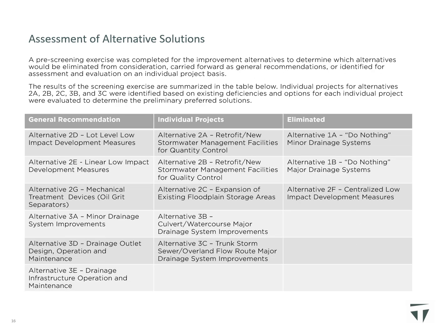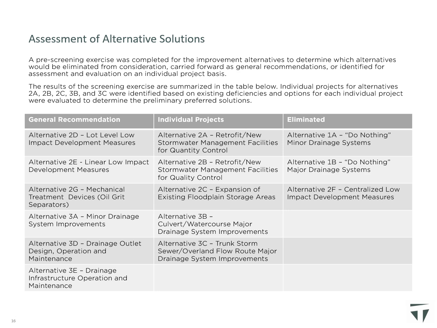A pre-screening exercise was completed for the improvement alternatives previously described to determine which alternatives would be eliminated from consideration, carried forward as a general recommendation of this report, or identified for assessment and evaluation on an individual project basis. The pre-screening exercise involved completing preliminary assessments of the feasibility and potential effectiveness of the proposed improvement alternatives. For example, for alternatives 2E and 3A, the comprehensive minor drainage system model was updated to reflect implementation of these alternatives on a town-wide scale, and preliminary model results were reviewed as part of the pre-screening assessment.